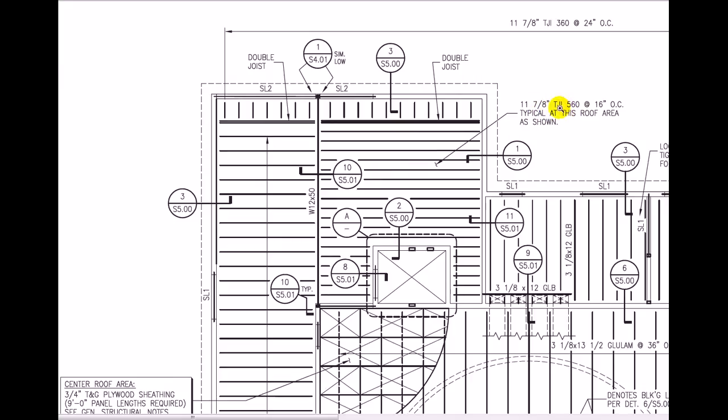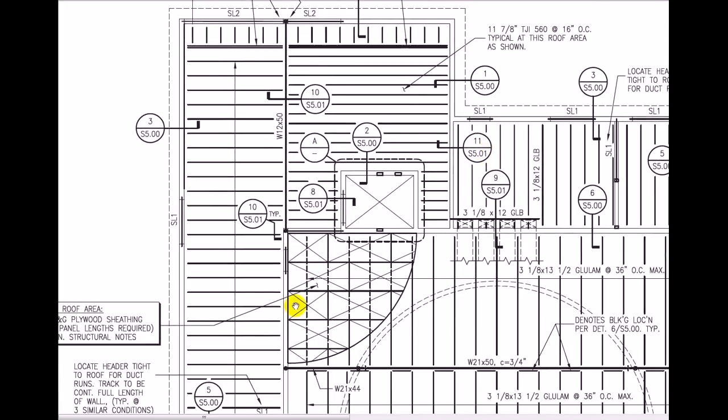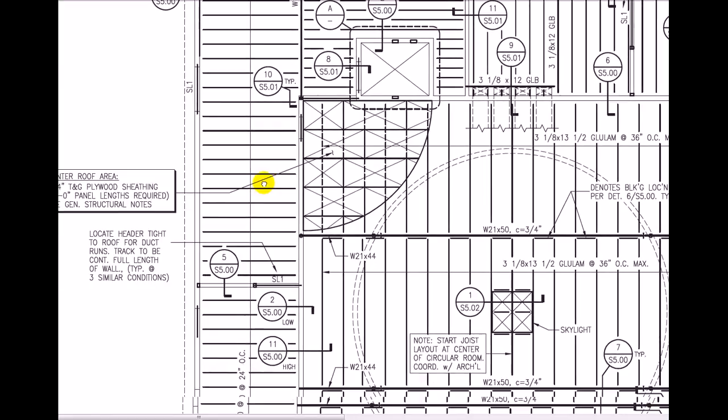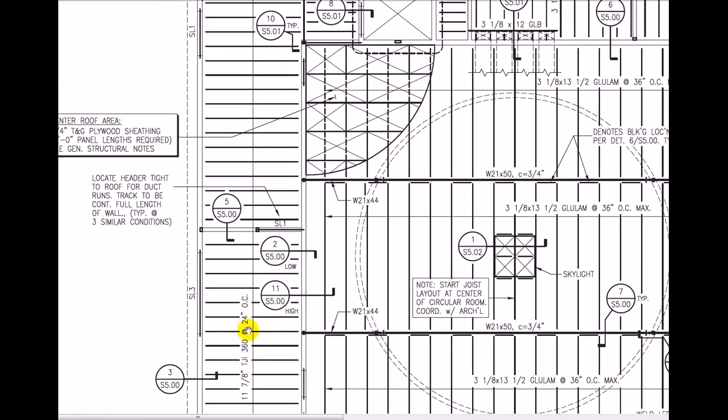So I see 11 7/8 wood truss joists in this area being supported on a W21 by 50 steel beam. If we scan around here, we've got some roof area is plywood sheathing. And right here we have truss joists at 24 inch on center. Here we have a steel beam going across, is 21 by 50. C 3/4 inch means there's a 3/4 inch camber on the beam.